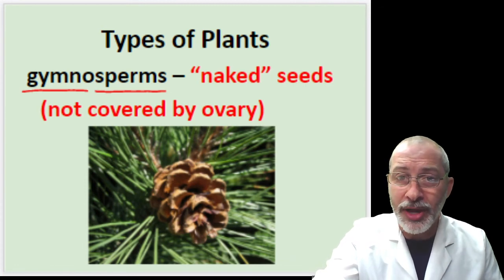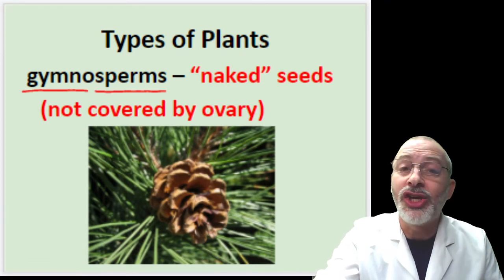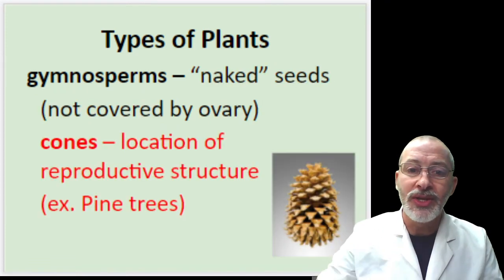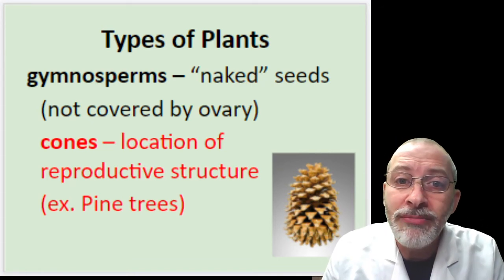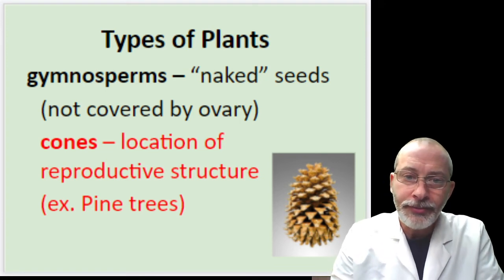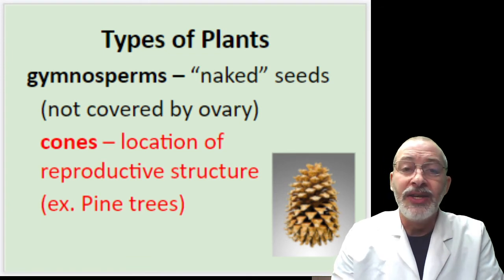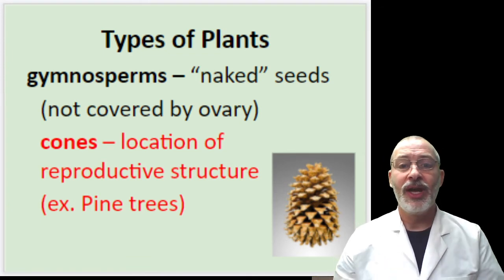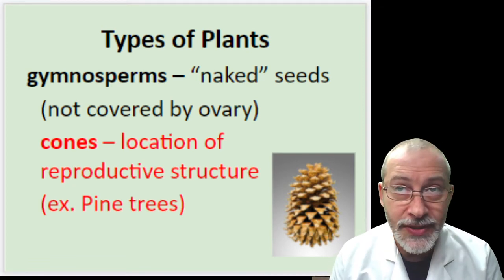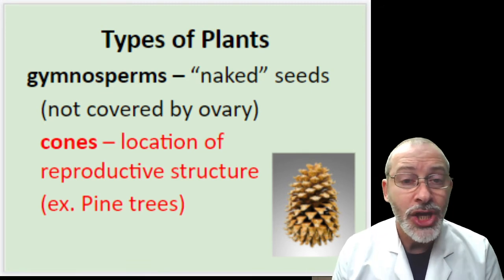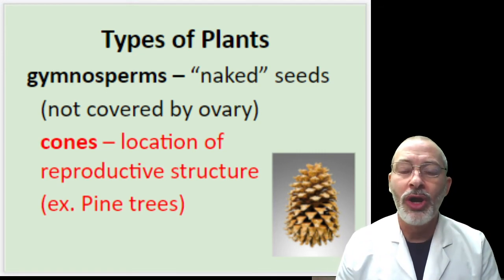And look at that picture there, because that is a significant picture. It is a picture of a cone, which is the location of the reproductive structure of gymnosperms. Gymnosperms have cones. An example of a gymnosperm is a pine tree. Pine trees, spruce trees, hemlock trees, fir trees, trees that you might see growing in a Christmas tree farm. Those are all examples of gymnosperms.